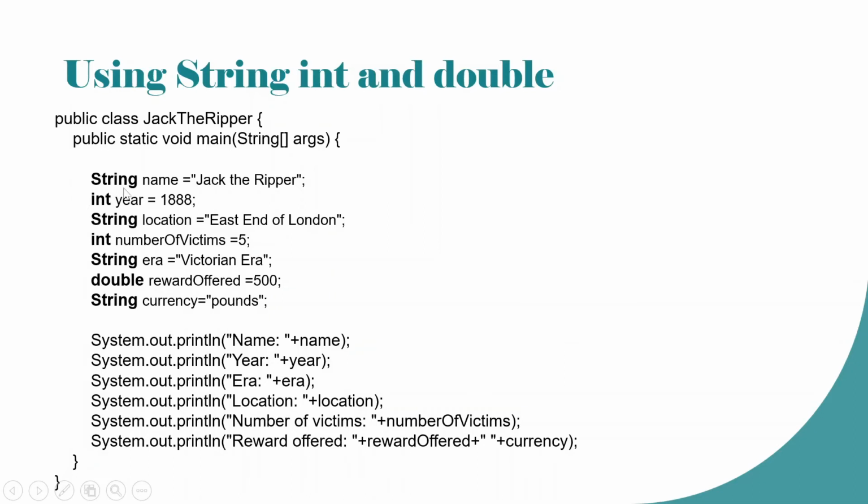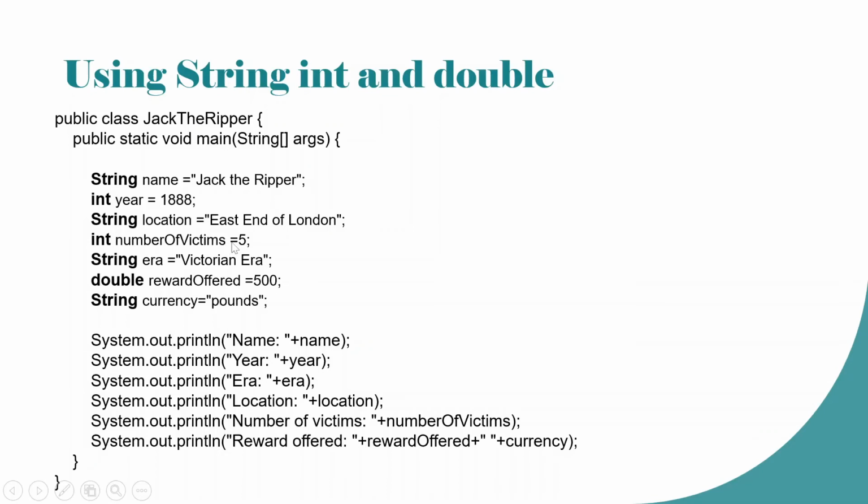So here, as I said earlier, we have a string name. We've assigned it the value Jack the Ripper. Now you see, I've got a year, but because this is a small number, I can use an int. So int year 1888. So that was the year. I have another string, location, and I've assigned it the value East End of London. And then I have another integer, the number of victims.